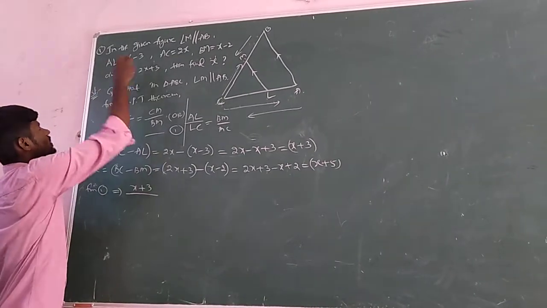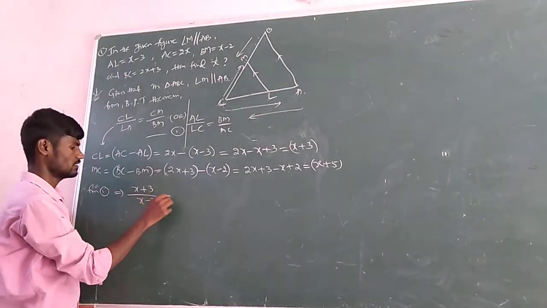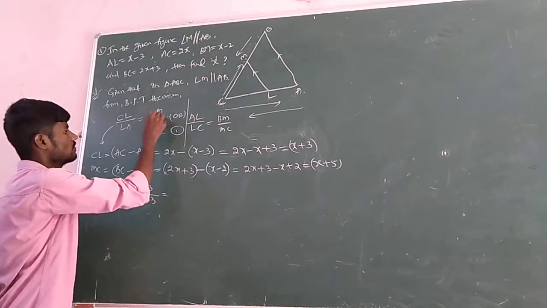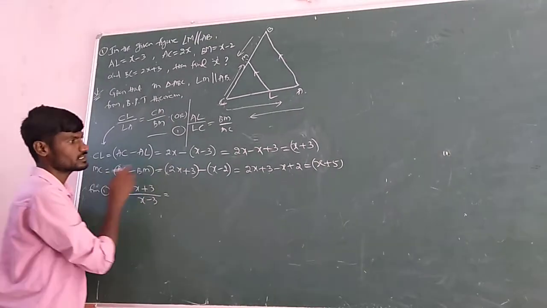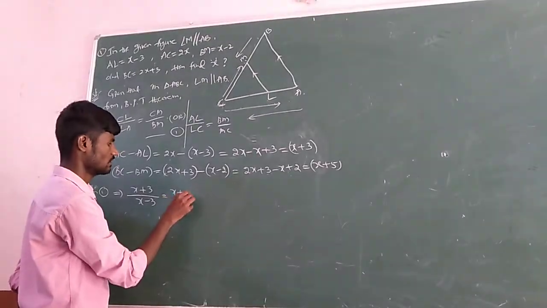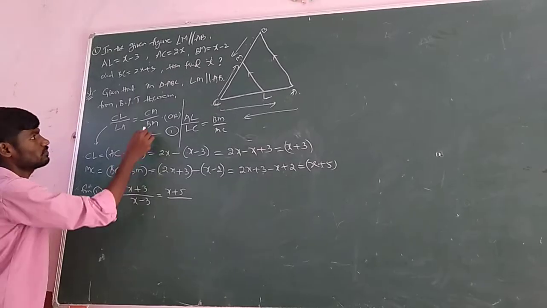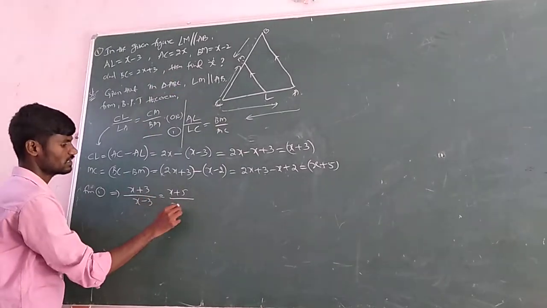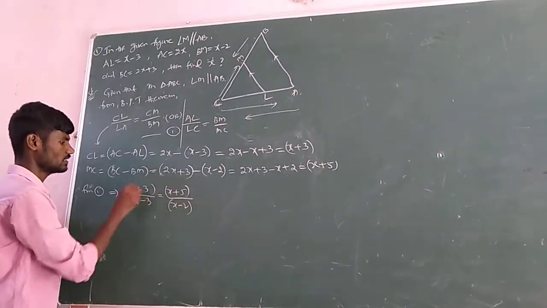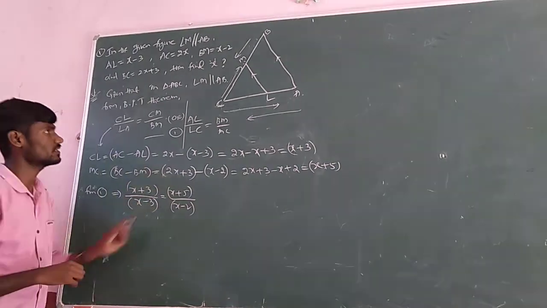LA is nothing but AL. How much is given? X minus 3 is equal to CM. CM, how much have we got? CM is X plus 5, divided by what is that? BM. How much is it given as? X minus 2. So from this obtained equation, what do we need to find?